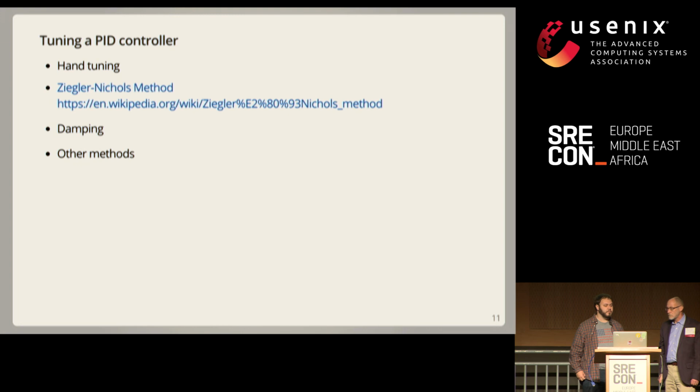The other thing you can do is you can damp. Using that same method or using your existing tunings, cutting all of your coefficients in half will dampen your PID controller. It will move slower, and thus it will overshoot less. However, that comes with a corresponding increase in the amount of time that it takes to actually finally converge.